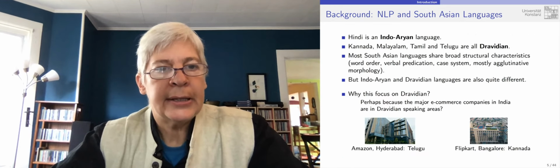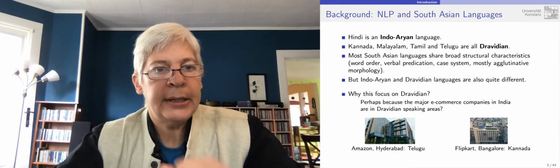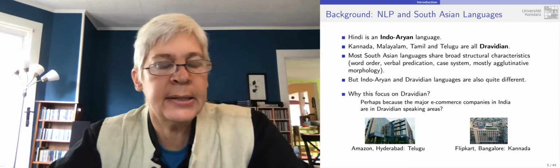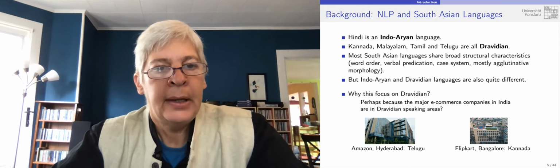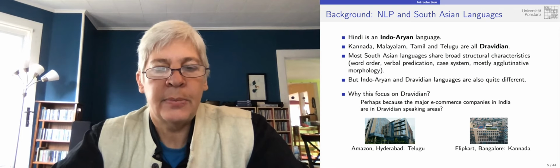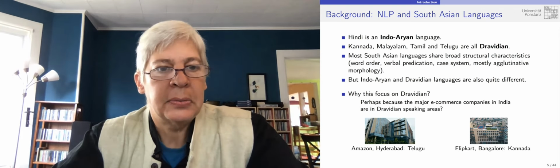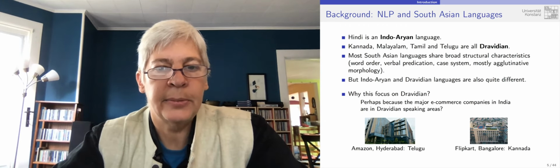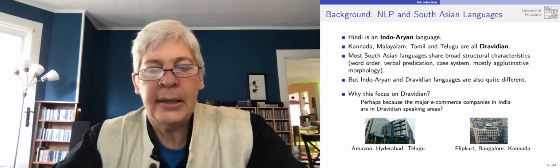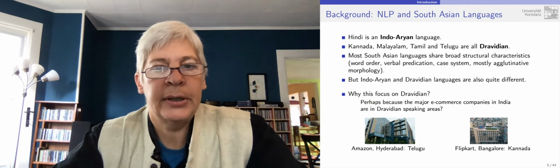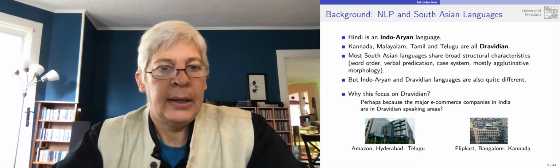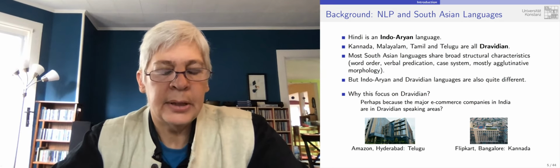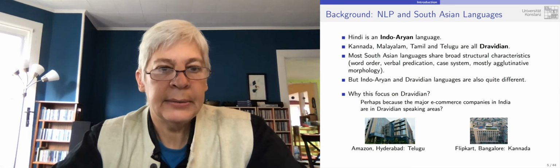So now let's look at these languages a little bit more in some detail. Hindi is an Indo-Aryan language. Kannada, Malayalam, Tamil, and Telugu are all Dravidian. And while most South Asian languages share broad structural characteristics, so they have the same type of word order, SOV usually, verbal predication tends to involve complex predicates. The case system is interestingly similar. I've done a lot of work on this. There's mostly agglutinative morphology, etc. And you can read up on this in books like the one by Colin Masica.